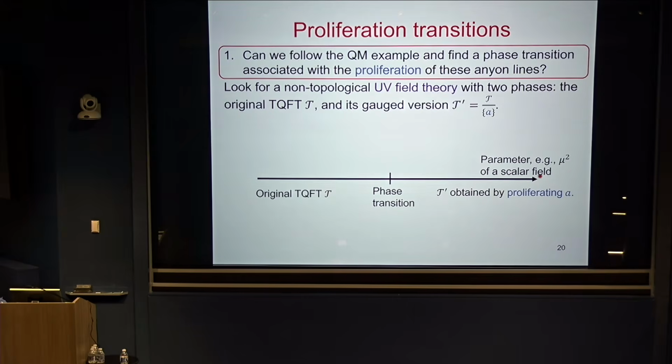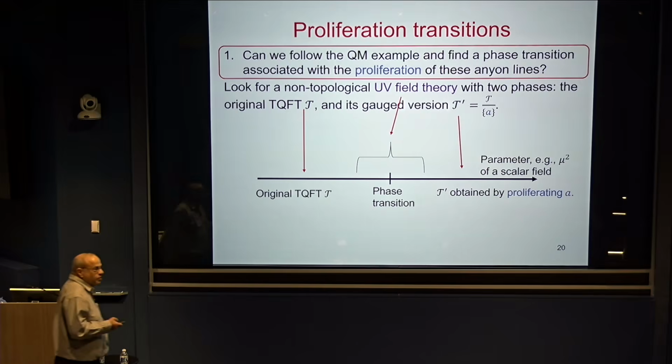We change the coefficient mu squared, the mass squared of a scalar field. And we have two phases. This is the original TQFT. This is the other one. And we would like to look for a field theory that describes this region of the transition.